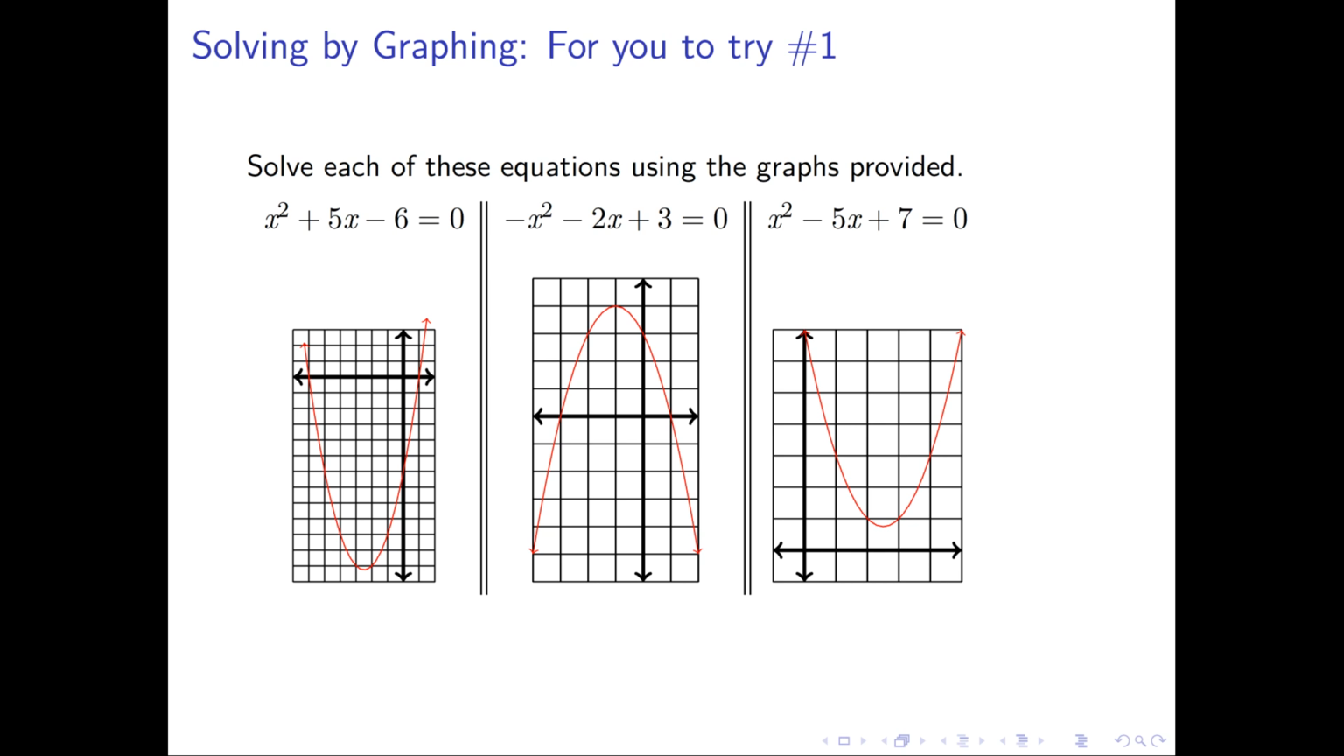Okay, so let's take a look. If you look at the first graph on the left, the x-intercepts are -6 and 1, so those are the solutions. And if you actually substitute -6 and 1 into that equation, you'll find that those are the solutions. For -x squared minus 2x plus 3 equals 0, you'll notice that the graph opens down. But we can still see the x-intercepts are -3 and 1, so those are the solutions. And finally, for x squared minus 5x plus 7 equals 0, there are no x-intercepts, so there are no solutions.